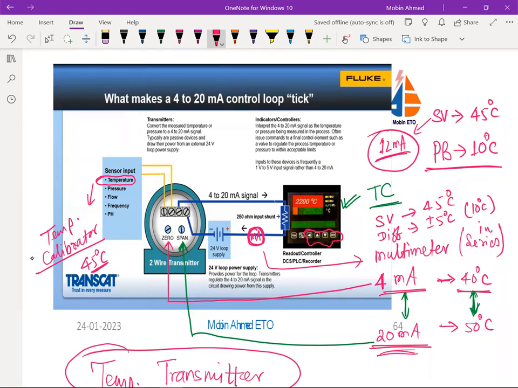So you are setting 40 degrees centigrade to 50 degrees centigrade, and this becomes your band. Your gain is set automatically. As I have already told you, proportional gain is inversely proportional to the band. So if you set the band, your gain will be set automatically. Okay, clear? Yes, sir. Thank you.